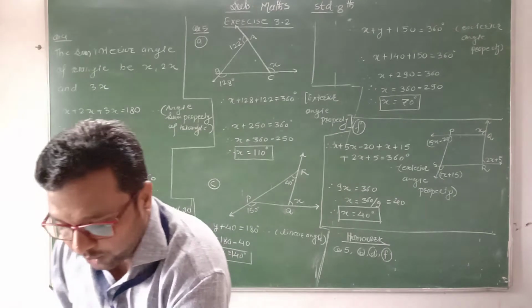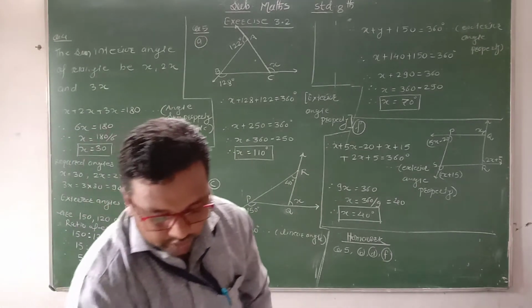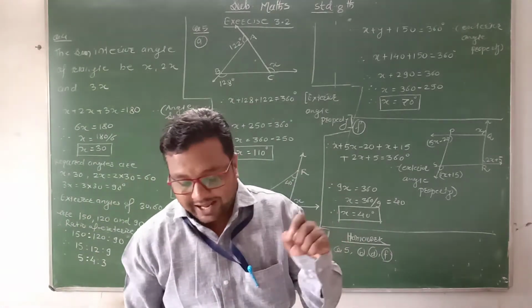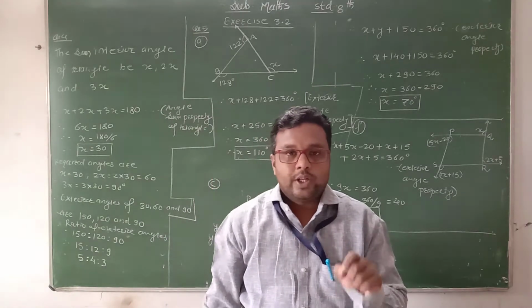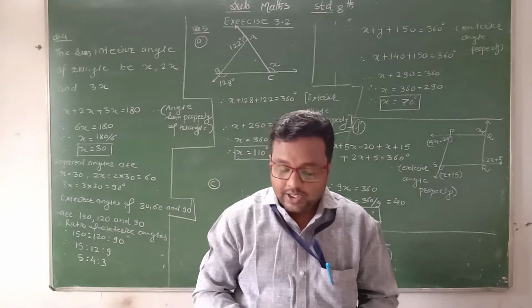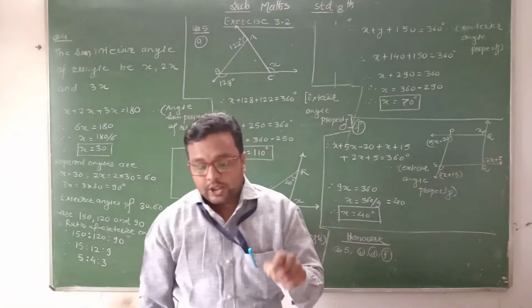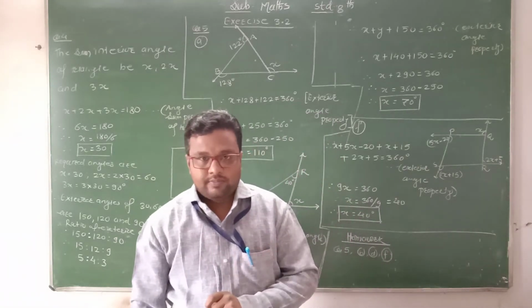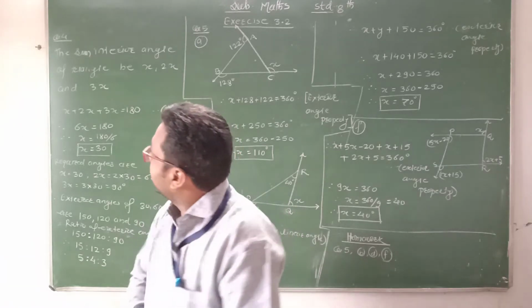Here I take question number 4. Question number 4 is given. The interior angles of a triangle are in the ratio 1:2:3. Interior angles of the triangle are given in ratio. Find the ratio of its exterior angles. Okay, this is the question.